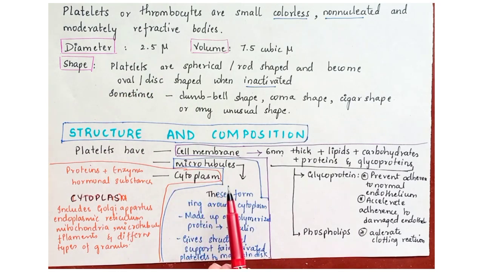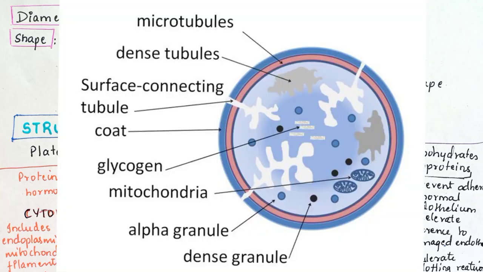Third part is the cytoplasm. The cytoplasm of the platelets includes Golgi apparatus, endoplasmic reticulum, mitochondria, microtubules, and filaments and different types of granules. Proteins, enzymes, and hormonal substances, these are physiologically important and have particular functions. This is how the platelet structure appears. It has all the different cell organelles and it has the microtubules.